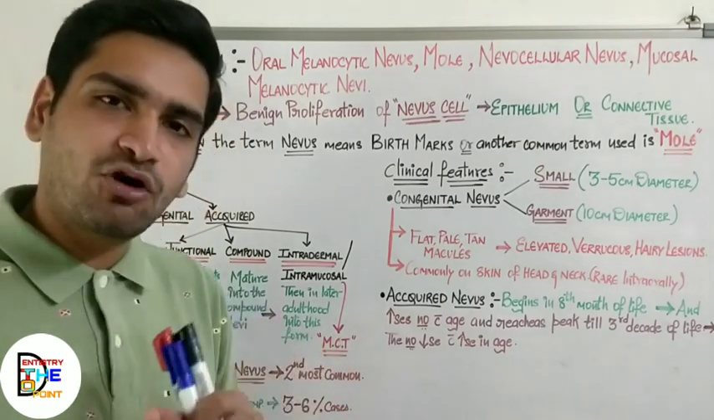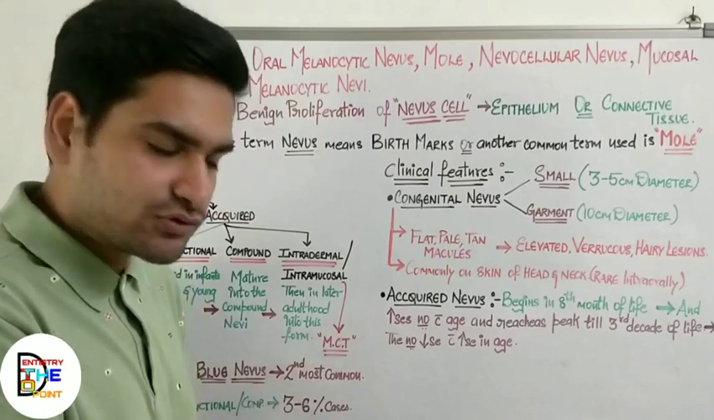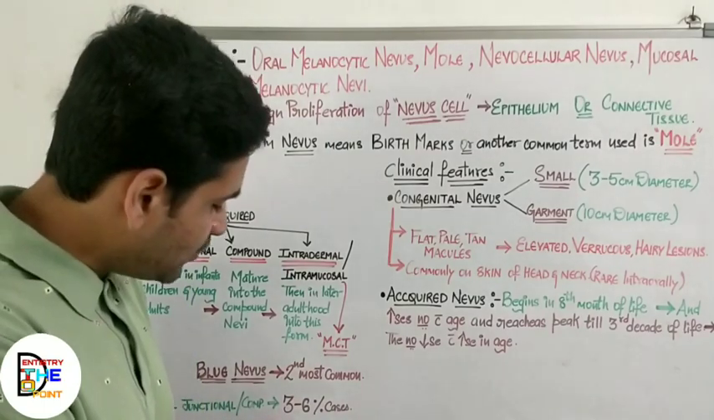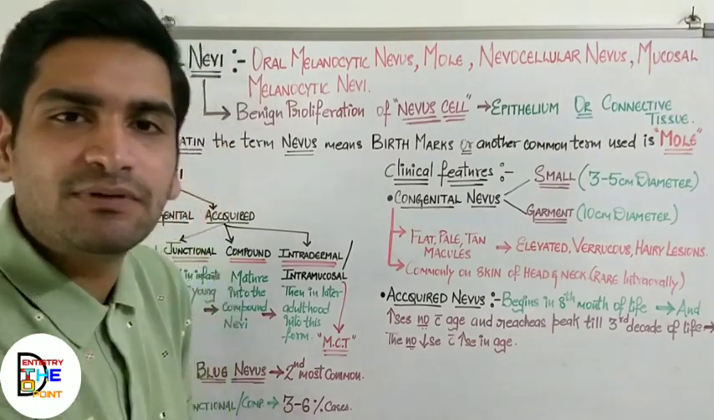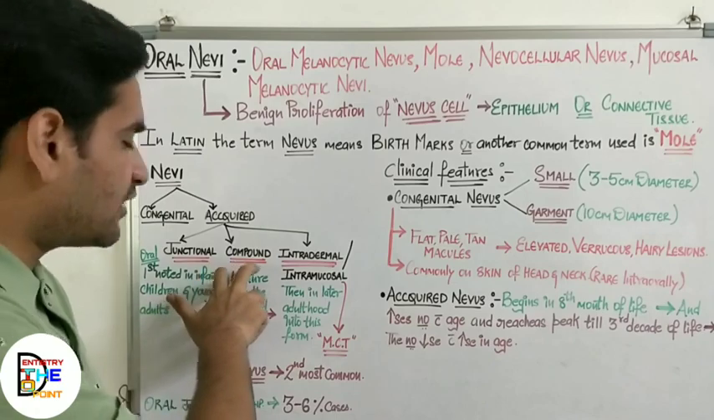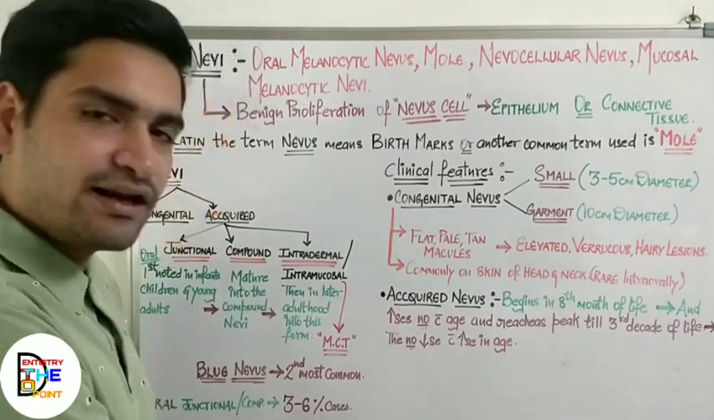Now the intramucosal variant is considered to be the most common type of oral nevi. Blue nevus is considered to be the second most common, and lastly the junctional and compound nevi account for only 3 to 6% of cases. So these are considered the least common.